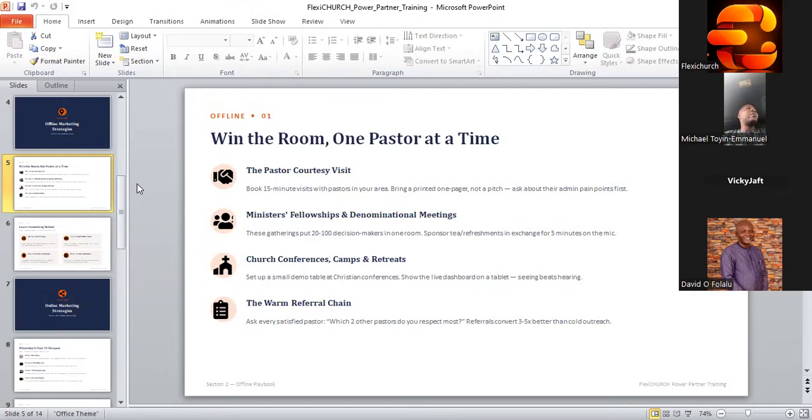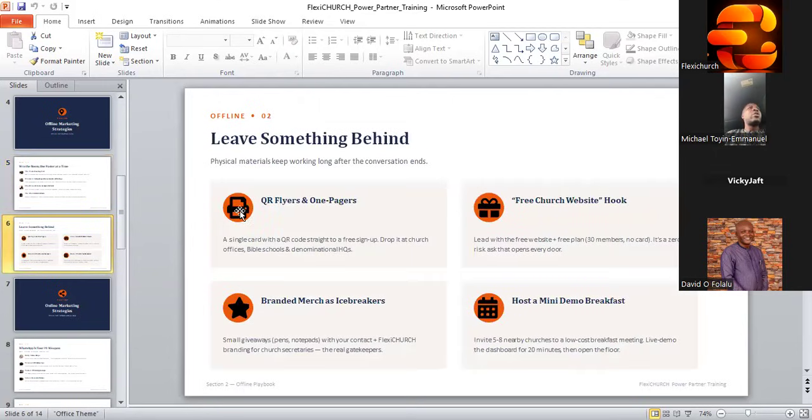And I would advise that you also print a Flexichurch Power Partner business card. And we have the logos that you can put on it, and you're a certified Flexichurch Power Partner. So you can print an invitation card and just leave them behind when you visit.